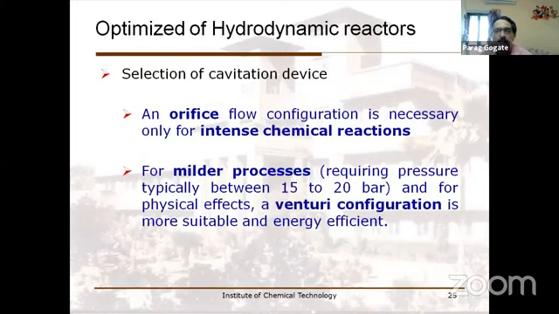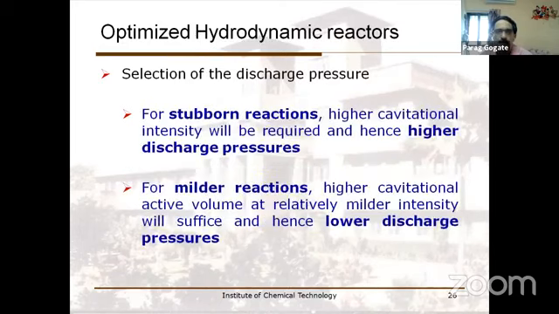Again, we have said that pumping energy is going to be higher in the case of orifice as against venturi. So that balance needs to be maintained. For stubborn reactions, again, it talks about some reactions as well. So in our wastewater treatment, this would ideally transform stubborn reactions, meaning you have a high load of COD, then your higher cavitational intensity will be required.